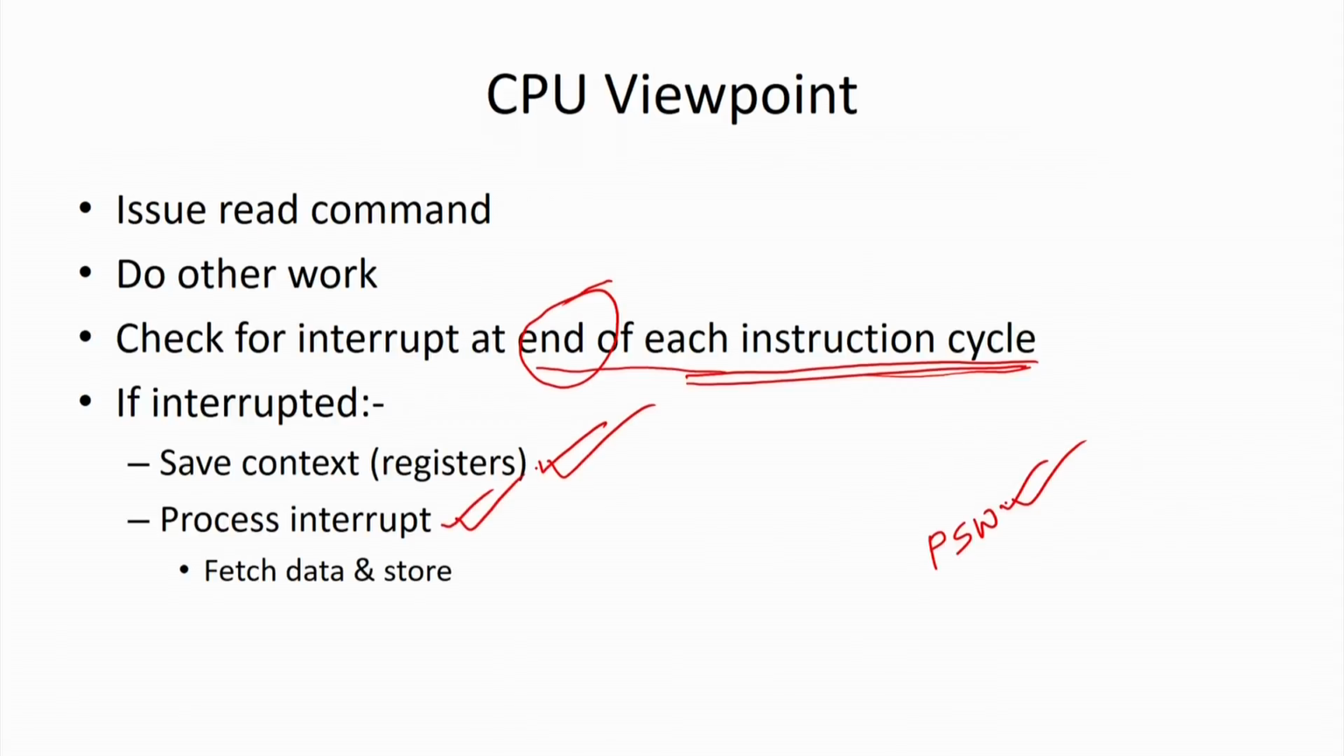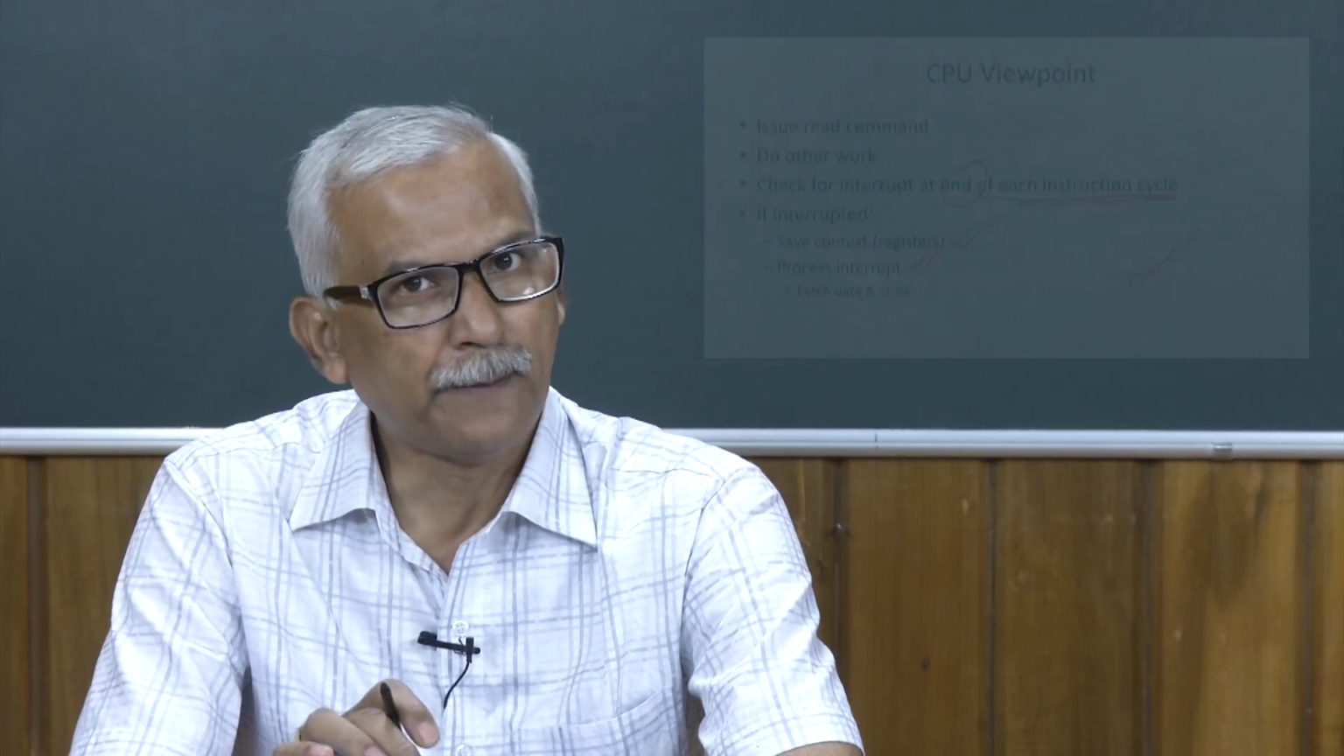When we are going to process the interrupt, depending on the interrupt service routine, depending on the nature of the devices, we are going to fetch data or we are going to store it. If it is an input device, we are going to fetch it and keep it in our memory. If it is an output device, then we are going to take the information from memory and put it in the output device. So, process interrupt means basically transferring the information. Once the transfer is over, then what will happen?